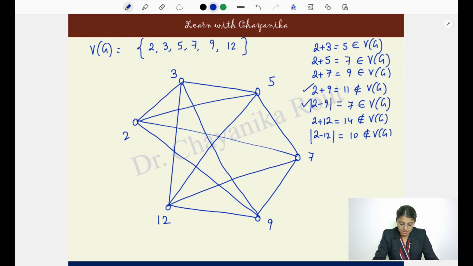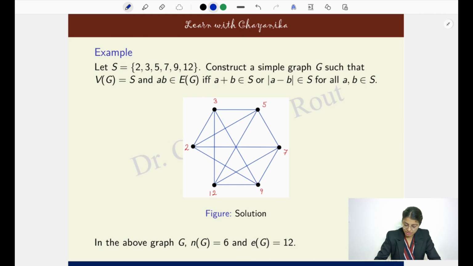Up to this, you will find all the pairs have been checked, and this is the graph that we obtain as our graph G. So this is our graph G, and if we count, we have 6 vertices in the graph, that is already given as the cardinality of the set S. So the order of the graph NG is 6, and if you count the number of edges properly, you will find there are 12 edges in the graph. So the size of the graph is 12. And this is a simple graph because we don't have any loops, we don't have any multiple edges.